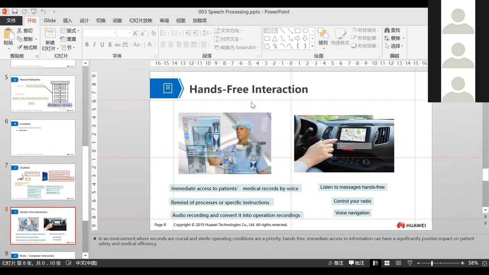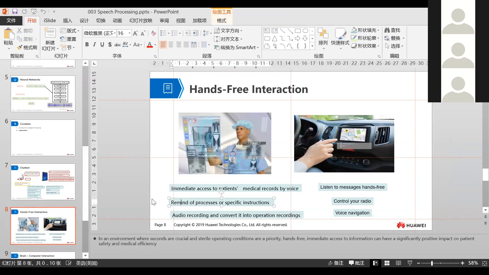For example, we can use speech recognition or speech processing as a very useful application, especially in hands-free interactions. For example, during a surgery, we can use speech recognition so that the doctors can immediately access the patient's medical record by voice, and also we can use voice to remind the doctors and the nurses of the process or specific instructions during the surgery.